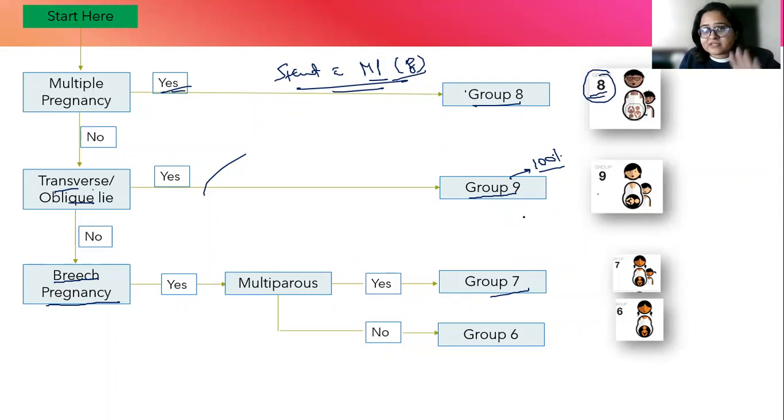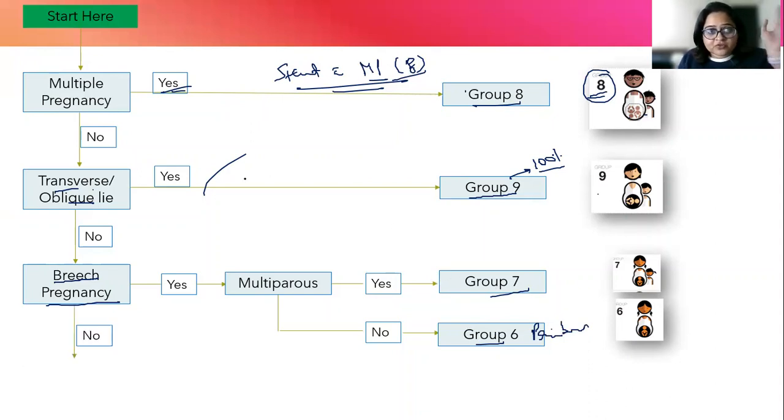8, 9, 7, 6. Repeatedly say it. So how do we start? Multiple pregnancy? Yes, group 8. No, is she transverse or oblique lie? Yes, group 9. No, is she breech pregnancy? Yes. Is she multiparous? Yes, group 7. No, she's nulliparous, that is primary breech, group 6. Remember, group 6 is primary breech.